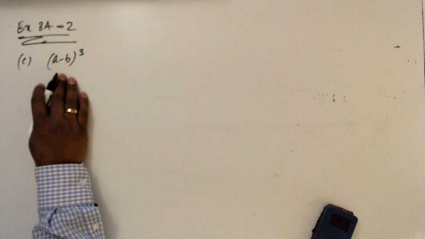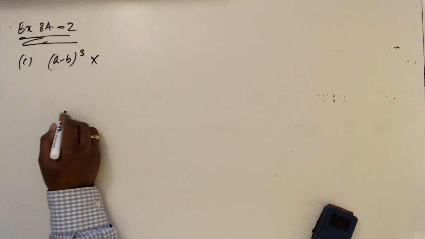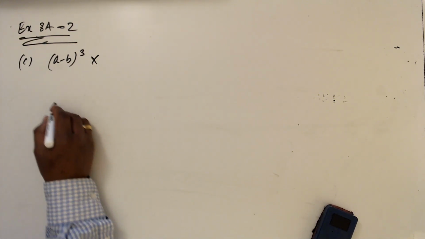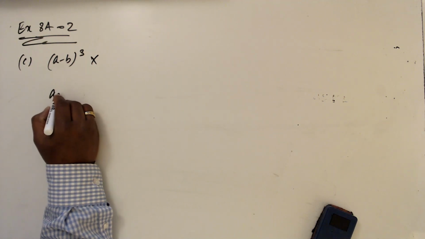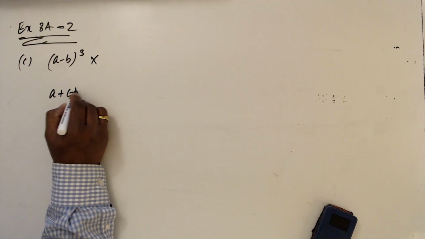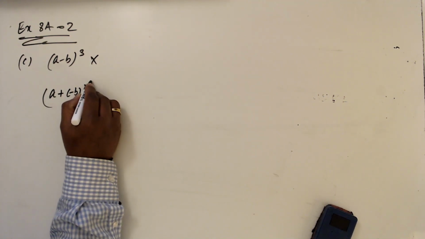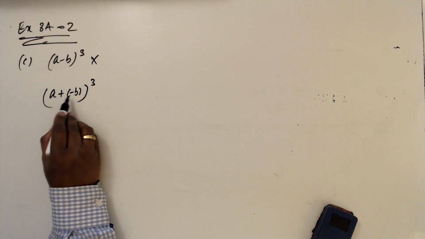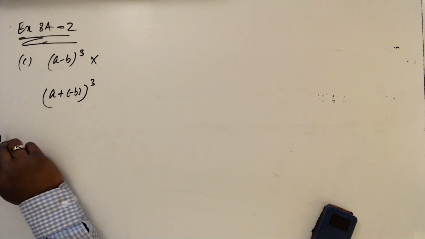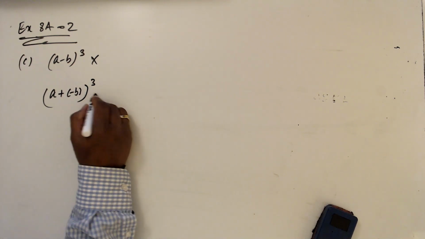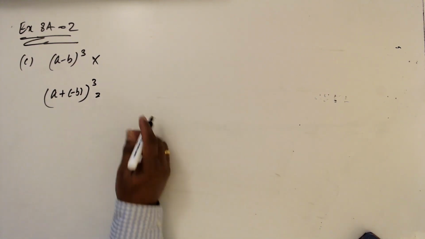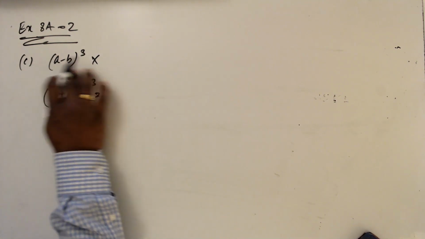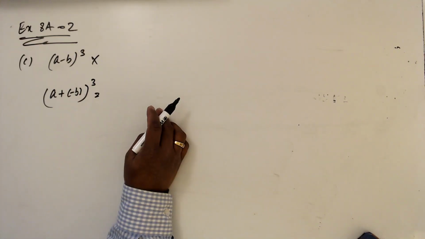A minus B to the power 3, you can't expand. You can only expand A plus or minus B to the power 3. So we want to make the middle sign plus, and bring the minus inside. Now it's fine, we can put the binomial expansion. For this one, we can't put the binomial expansion.